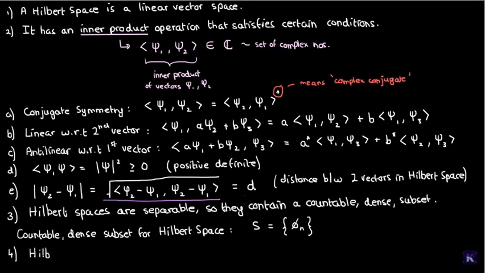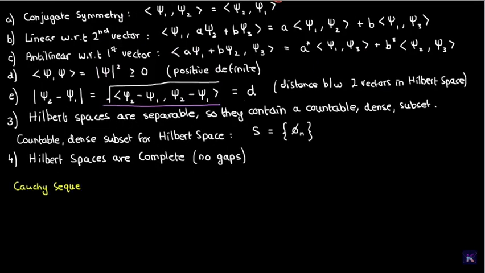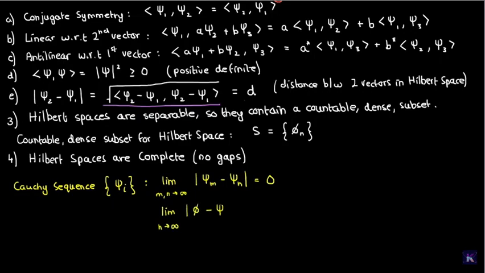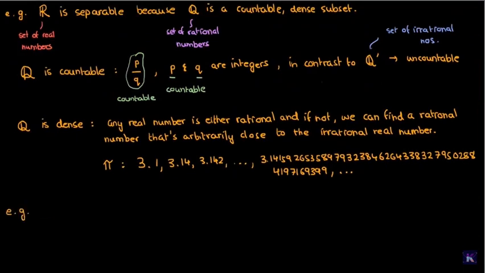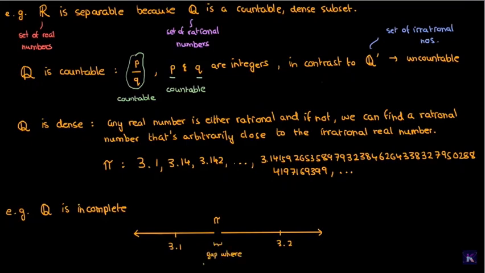The last property of Hilbert spaces is that they're complete, and formally this means that there aren't any gaps. Formally, this means that every Cauchy sequence, or a sequence in which two members of the sequence get arbitrarily close to each other as we go further down the sequence, converges to an element phi in the Hilbert space. For example, the set of rational numbers is incomplete since there are gaps between the rational numbers that are occupied by irrational numbers.